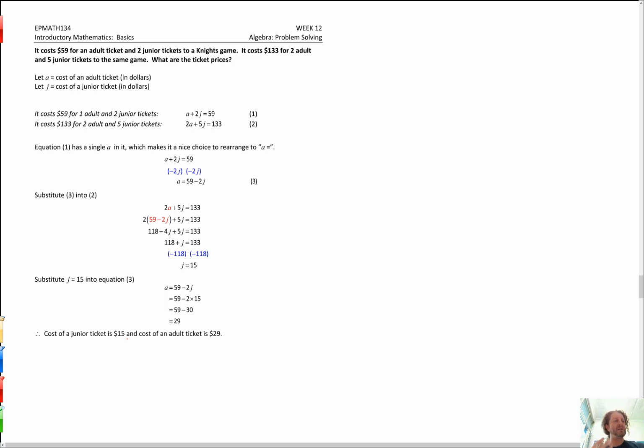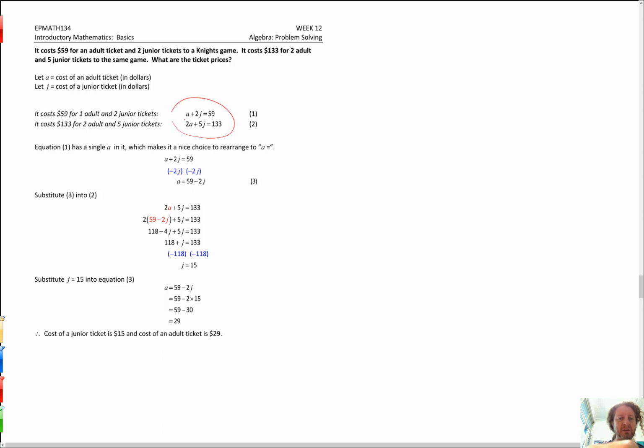So clearly we've got adult tickets and we've got junior tickets. I've let A equal the cost of the adult ticket and J equal the cost of the junior ticket, so I can keep up with these letters. It costs $59 for 1 adult and 2 junior tickets. Well, that's a single A plus 2 J's is 59. And then 2 adult and 5 junior tickets make $133. So 2 A's and 5 J's is 133.